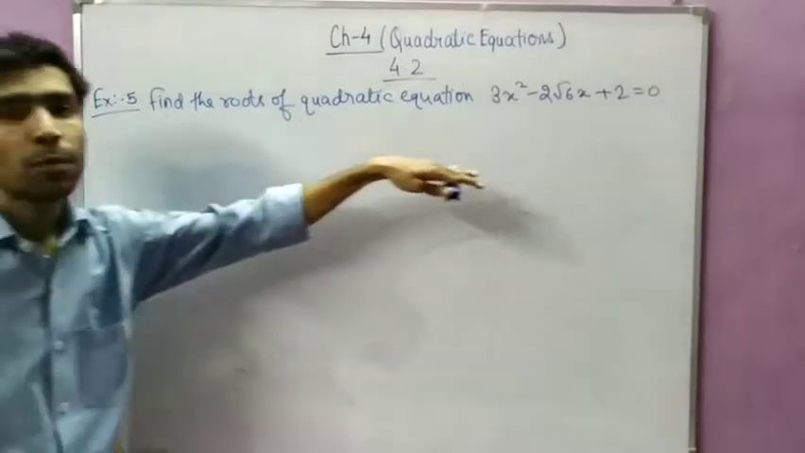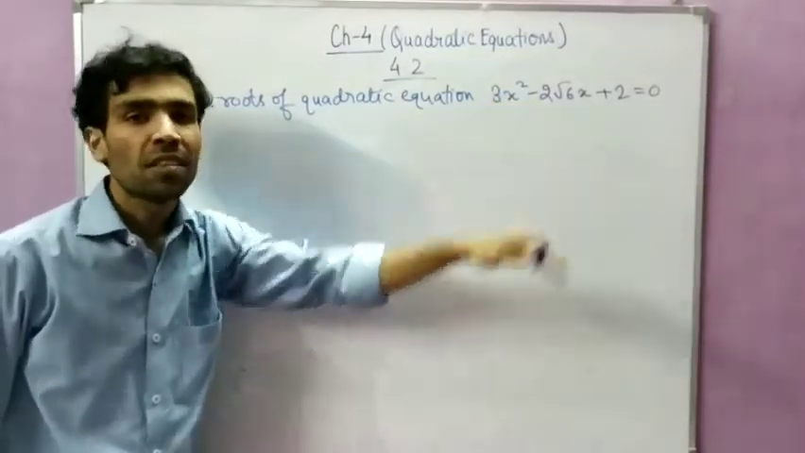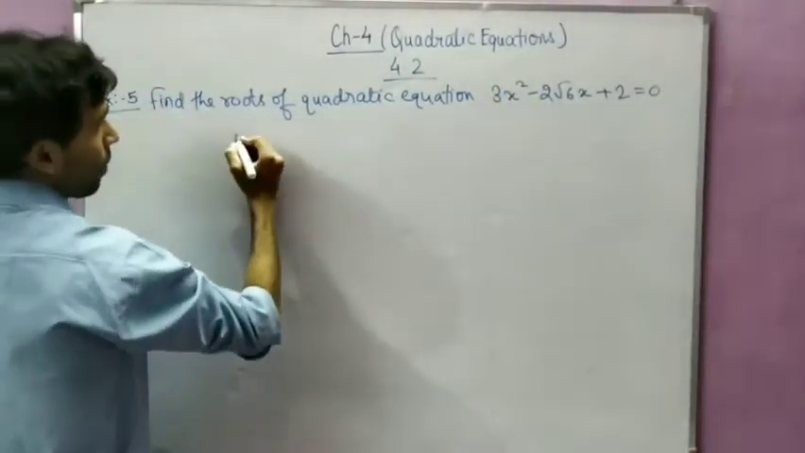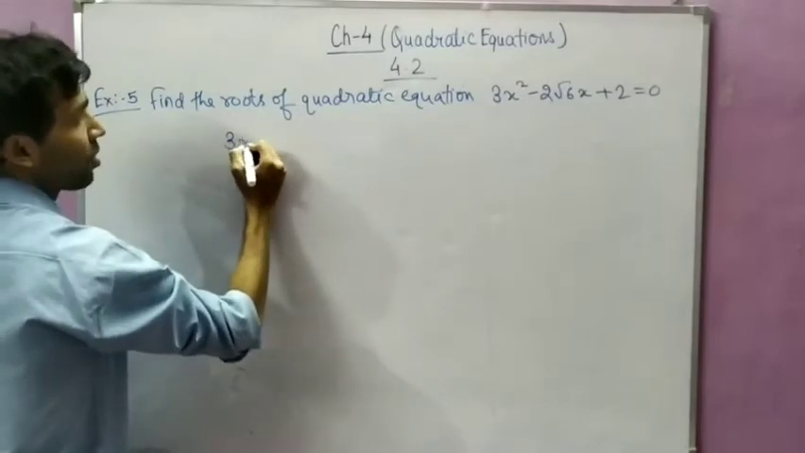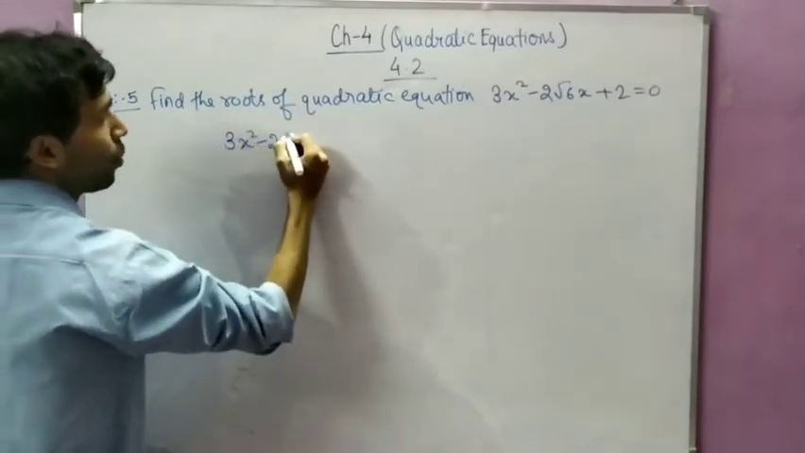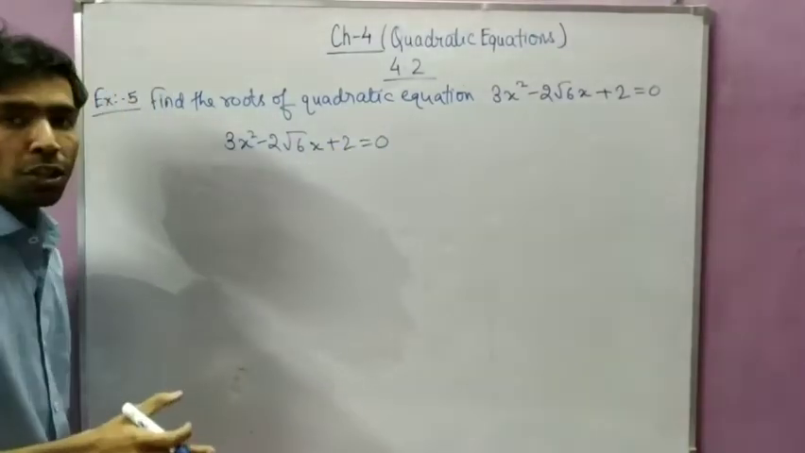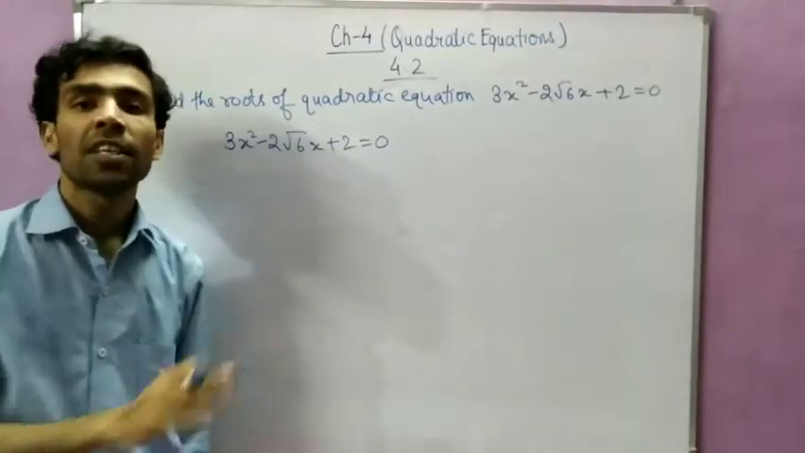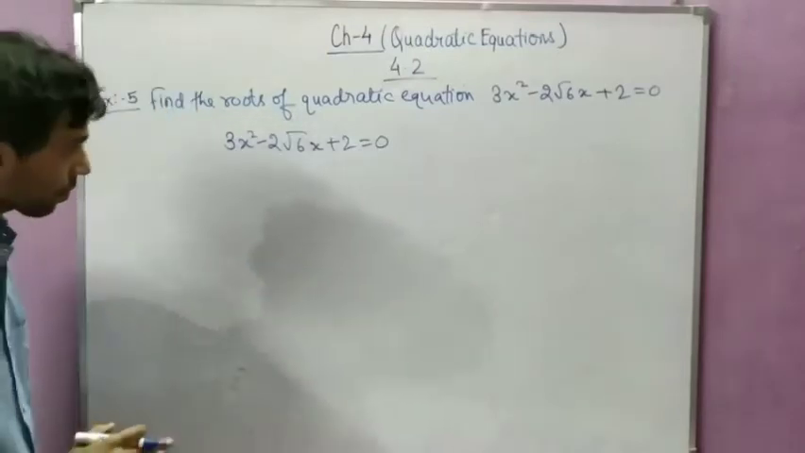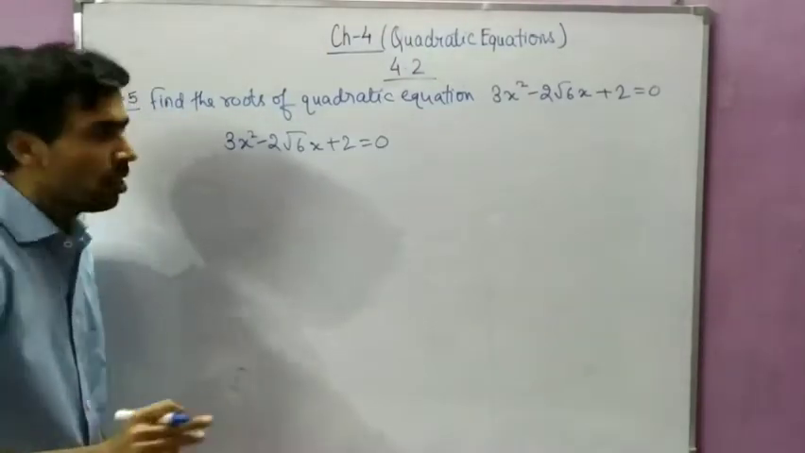This type of question comes because in this type of question the root is given. Okay, so let's solve 3x square minus 2 root 6x plus 2 equal to 0. Whatever question we are solving, this is by the factorization method. Okay, so again the same method.